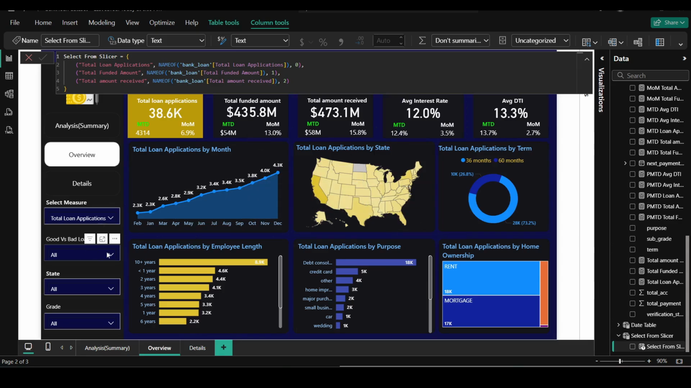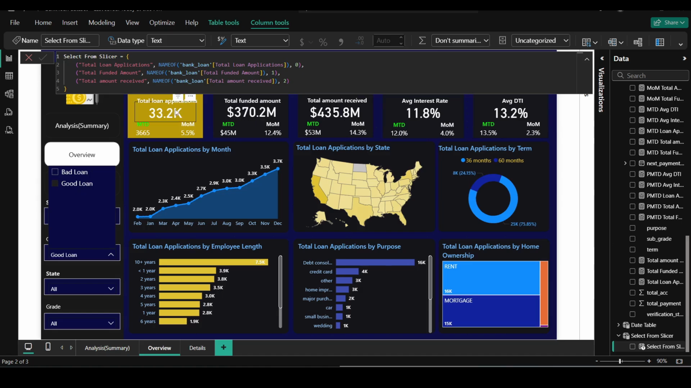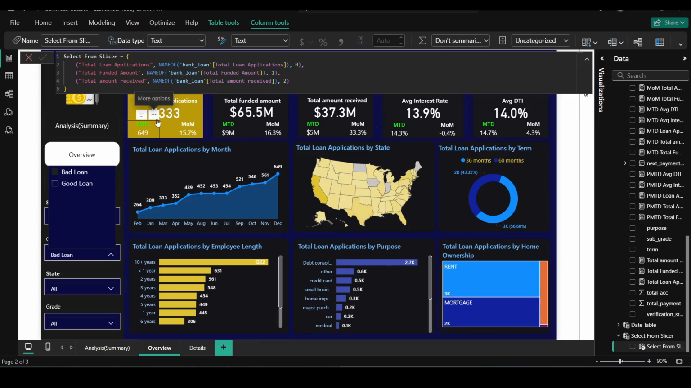Then I also included here a good versus bad loan filter. That is, if I only want to see the applicants for good loan, I can see it right here that 33,000 users were actually classified as good loan. Then bad loans were around 5,000. So if you want to separate good loan and bad loan, you can use this particular filter. Then again we have the same filter here, and grade.